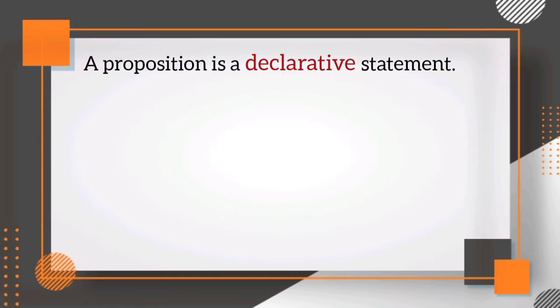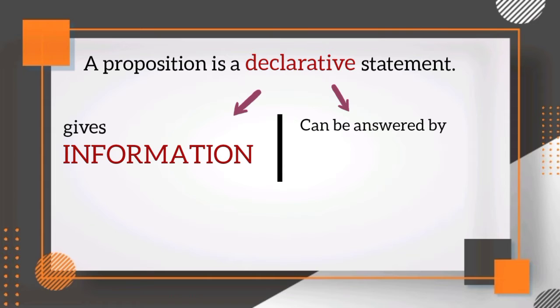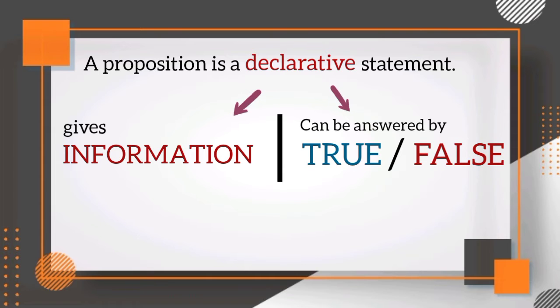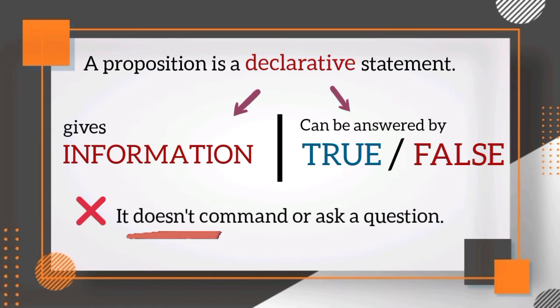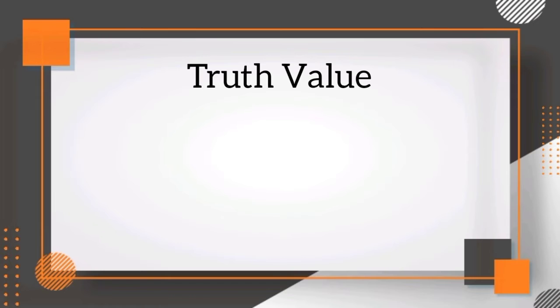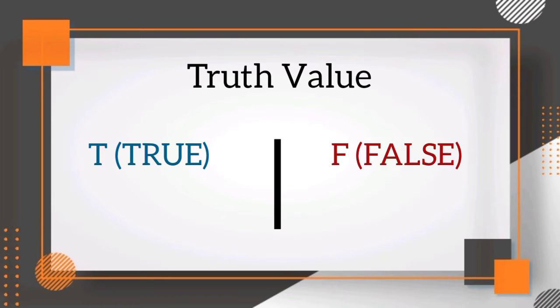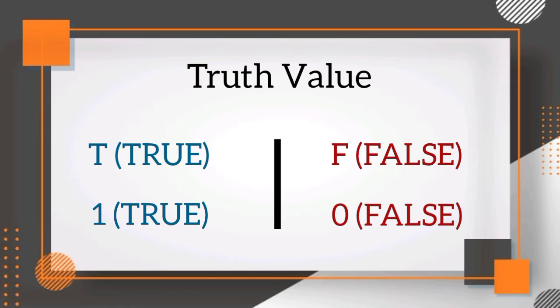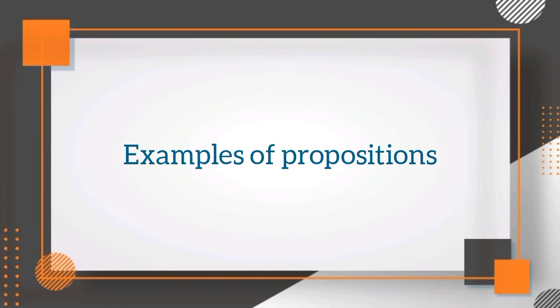So, what is a proposition? A proposition is a declarative statement, meaning it gives information and can be answered by true or false. Also, a declarative statement doesn't command or ask a question. The truth or falsity of a statement is called truth values and can be denoted as T if the statement is true and F if the statement is false. While in computers, 1 is considered true and 0 for false. So here are some examples of identifying if a statement is a proposition.